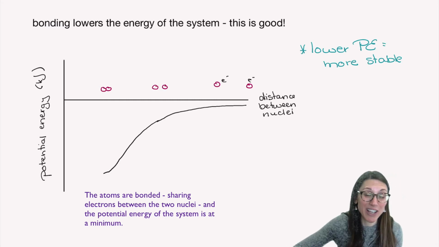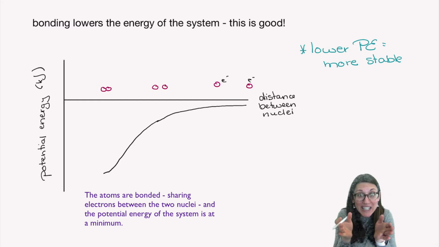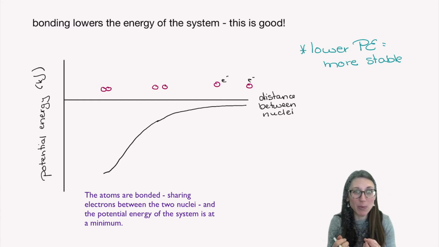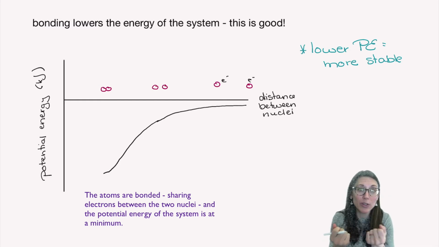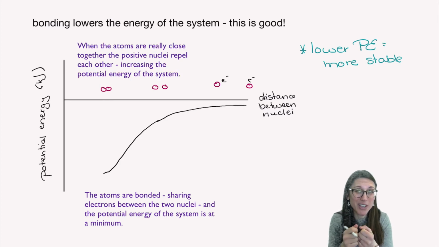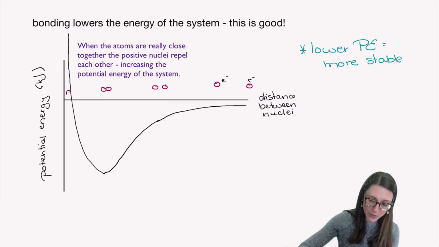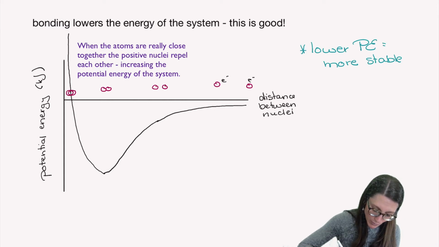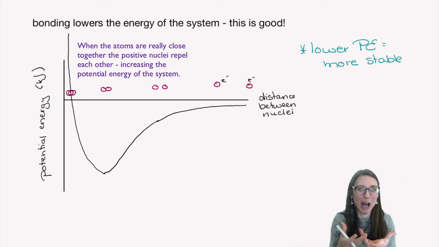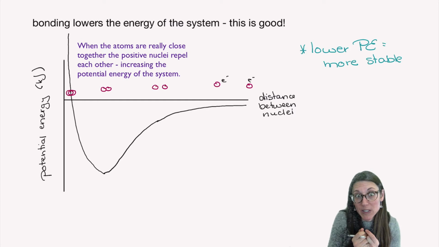Now, there's a kicker. If you keep trying to squish the atoms even closer together, there comes a point where the two nuclei, the protons in the two nuclei, start to actually repel one another because they get so close. So you will see if you keep pushing this, that at some point the energy starts to shoot way up over the top. And this corresponds to having your nuclei basically on top of one another. So there's a sweet spot.